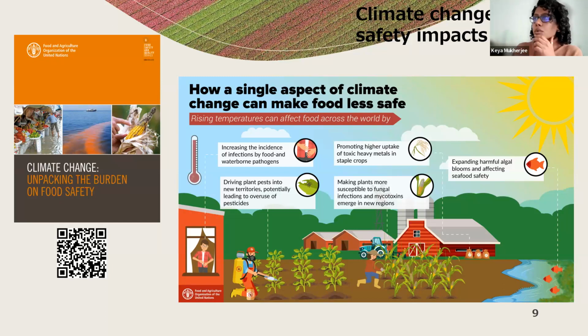This infographic gives a very broad overview of the various food safety issues that may arise from just a single aspect of climate change, which is increasing temperatures. It can bring about higher incidences of foodborne and waterborne pathogens. It can drive plant pests into new territories, potentially leading to overuse of pesticides. You can have a higher uptake of heavy metals in staple crops. You can have more fungal infections. And in the aquatic environment, we can also start to see algal toxins becoming a problem because of climate change.